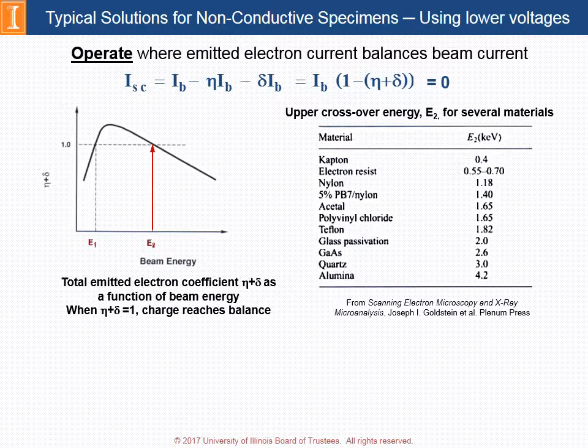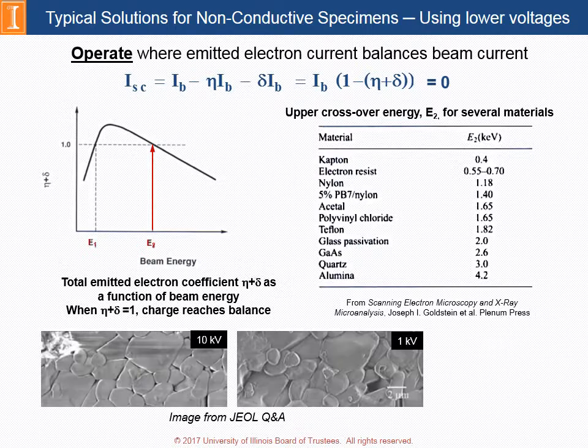This table lists the values of E2 for several materials. We can see that E2 values are quite small, which means low voltage imaging is required. These two images were taken at different voltages, 10 kV and 1 kV. We can see that in the 10 kV image, there is a charge buildup, which affects the image. And the image taken at 1 kV does not have this problem.